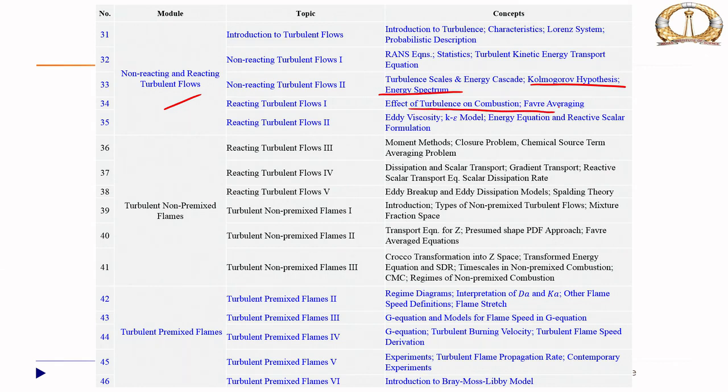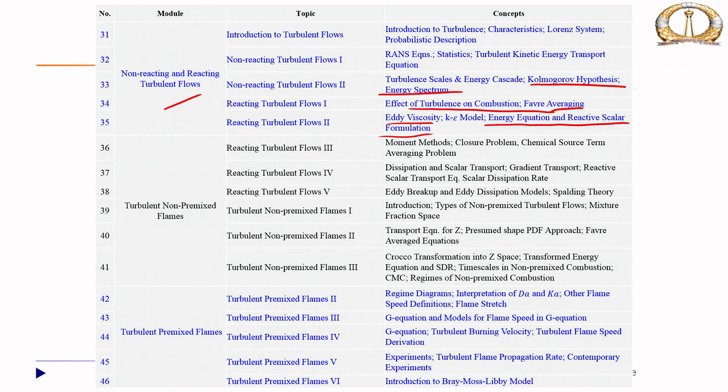We looked into the effect of turbulence on combustion, and we introduced the concept of Favre averaging, or density-weighted averaging. And then we looked into the eddy viscosity k-epsilon model and the energy equation and reactive scalar formulations. Then we looked into the moment methods, where we wanted to arrive at averaged governing equations that describe average variables. But immediately we landed in a closure problem, and we found that the nonlinearity of the reaction rate poses a major difficulty in its averaging.